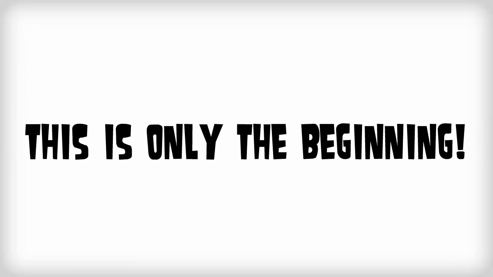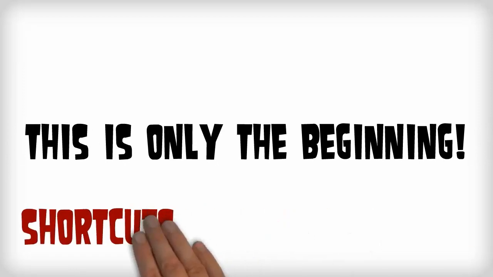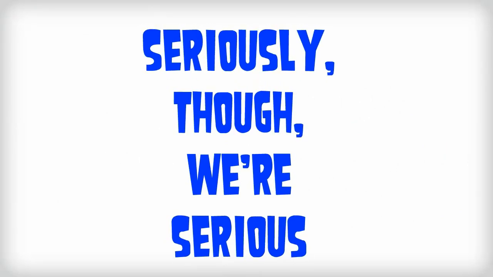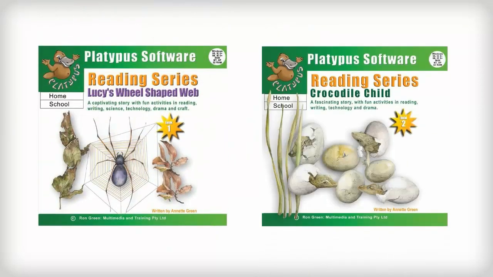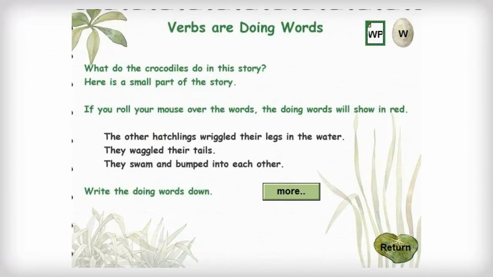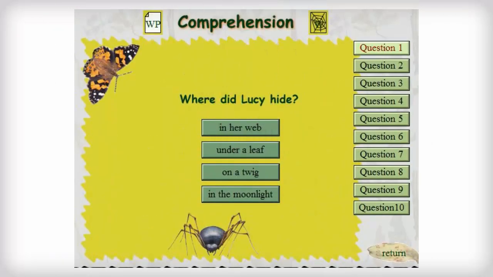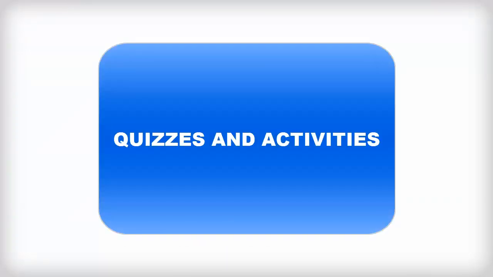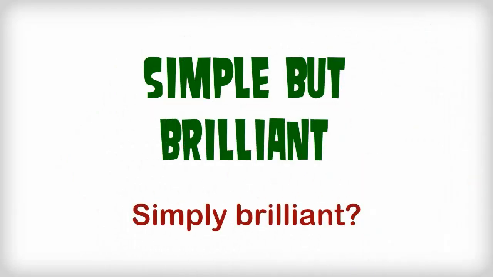As the tutorials progress, you will find yourself customizing your approach to your computer with shortcuts and links. You will also be able to connect your projects to your website. And just to show you that I'm serious about the capabilities of this fine piece of programming, there are two interactive books from the Platypus reading series that are designed for children and anyone else trying to brush up on their language skills. Lucy's Wheel-Shaped Web and Crocodile Child each have a story to tell, with games and activities for the young ones. They also feature reading comprehension quizzes, essential for a successful English lesson. Both are simple yet brilliantly designed.